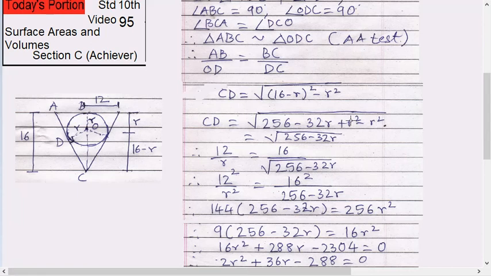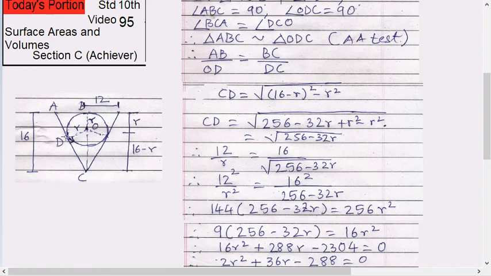So R square goes. So root of 256 minus 32R. Okay. So as per this ratio, what is it? 12 upon R equals 16 upon root of 256 minus 32R. Right? Getting it? See here, AB is 12, this AB radius, and OD is what?